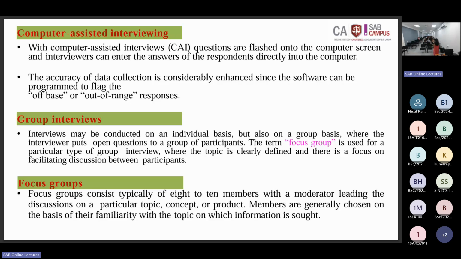Group of individuals are there. We are asking the question from the audience, so that they can answer for those group interviews. The last one, focus groups. It's also one format, or else one aspect, of group interviews.